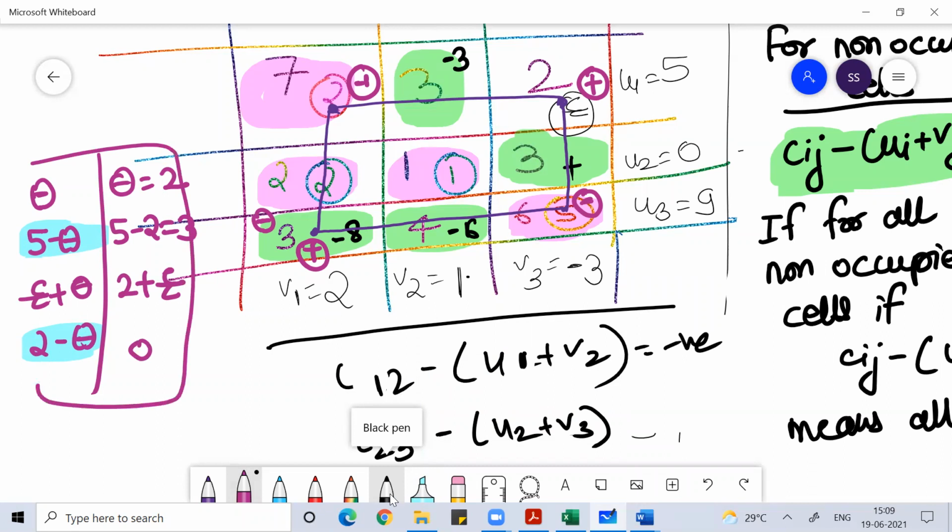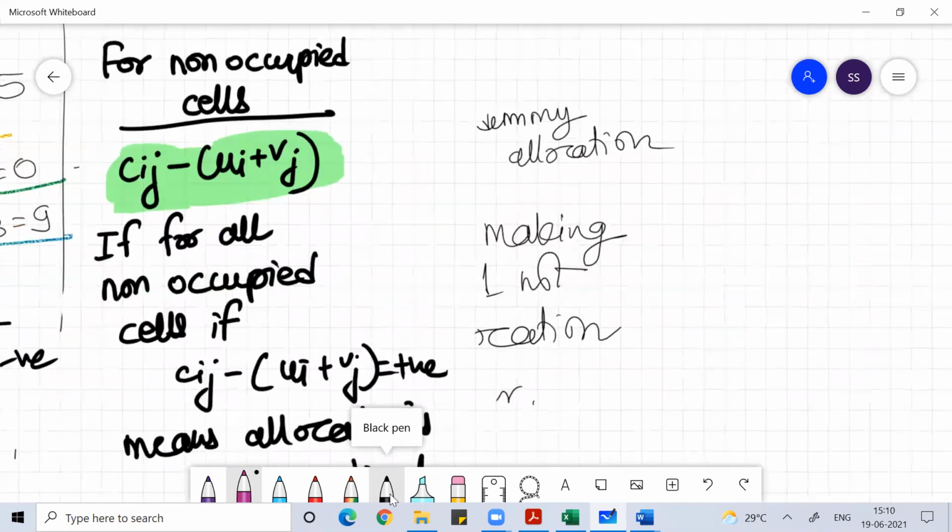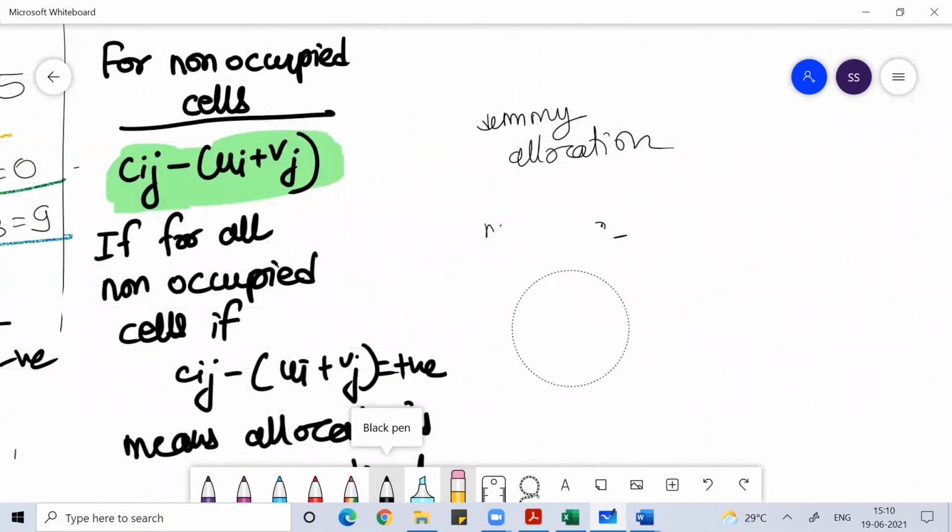Now this would be your new allocation. Again you write the allocation, and again you find the values, till the time you get all positive values for the non-occupied cells. Okay, everyone, this is the process we'll keep doing.